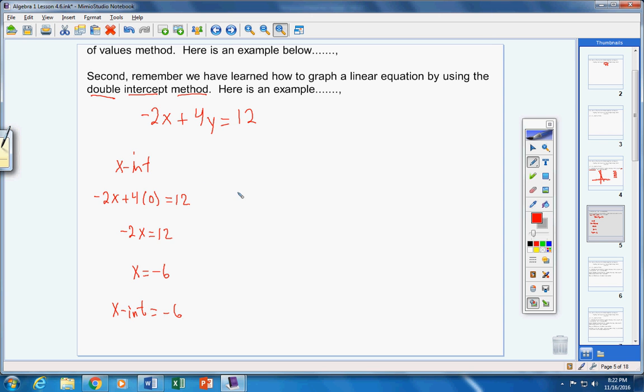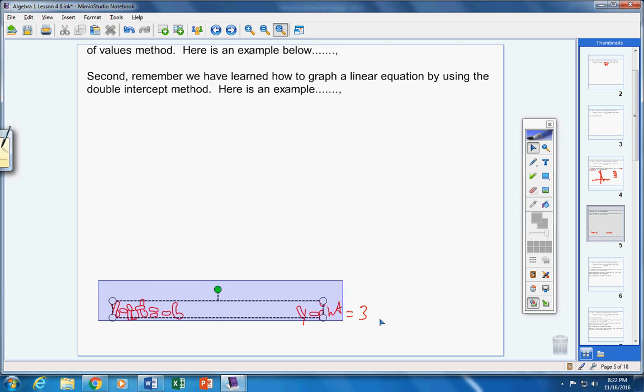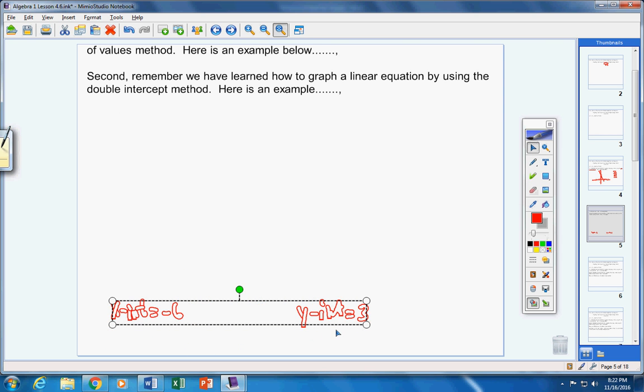Now to find the y-intercept, we put 0 in for x. Here's x. I put a 0. Then positive 4y equals 12. Negative 2 times 0 is 0, 0 plus 4y is 4y. Divide both sides by 4 and y equals 3. So the y-intercept is 3. Now guys, again, I'm not teaching you this. If I was, I would go a lot slower. This should be review, okay? So I hope this rings somewhat of a bell.